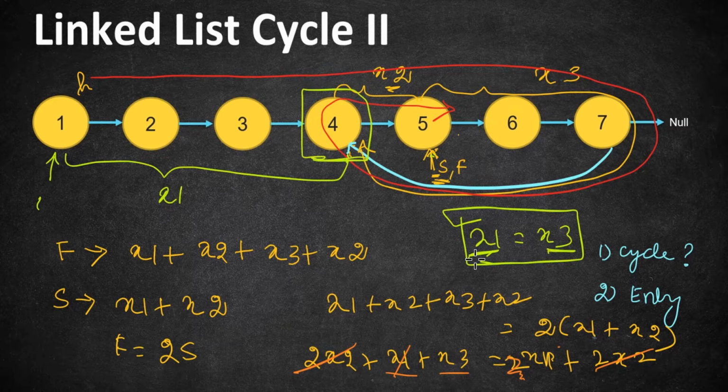So hope I made some sense with this formula and expressions. It is a very simple and logical approach, and finally we just got an idea. We did not get a solution, we got an idea that the distance from head to entry point is equal to the distance from where the pointers met to the entry point. So we simply put two pointers to travel from these two positions to meet at some point, and that point is our solution. So hope I made some sense.